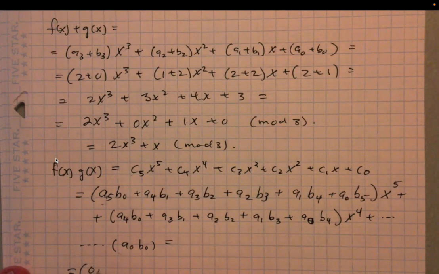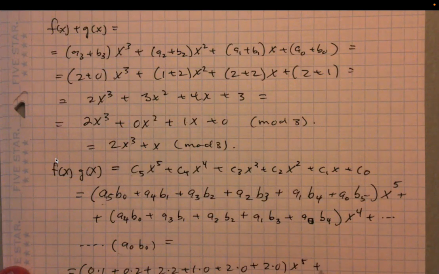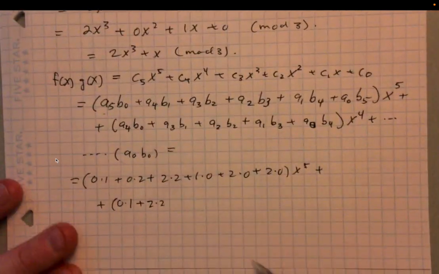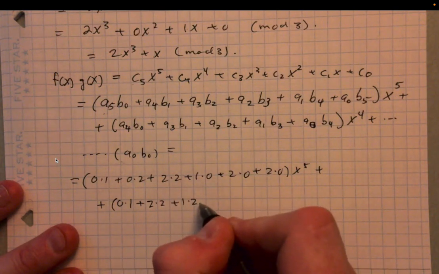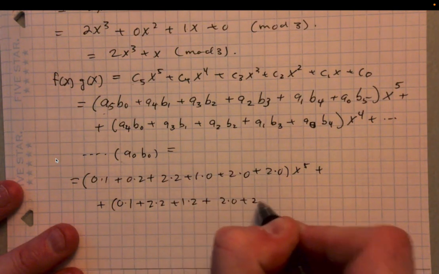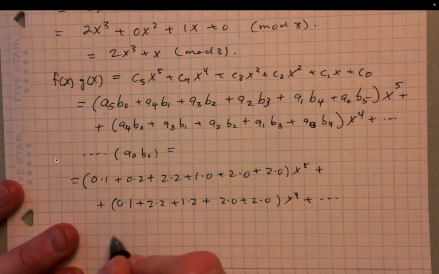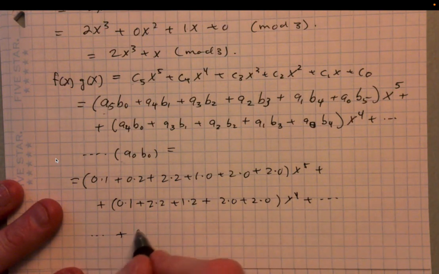So it'd be like 0 times 1 plus 0 times 2 plus 2 times 2 plus 1 times 0 plus 2 times 0 plus 2 times 0. That's the x to the fifth term. Plus, I won't write these all out, but just give you something to look at to make sure you know how to plug these in. 2 times 2, 0 times 1 plus 2 times 2 plus 1 times 2 plus 2 times 0 plus 2 times 0. That's the x to the fourth term plus dot dot dot plus 2 times 1.